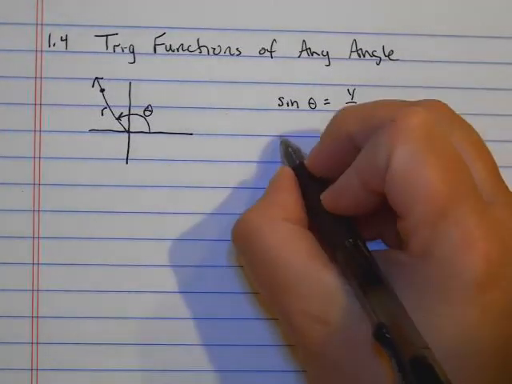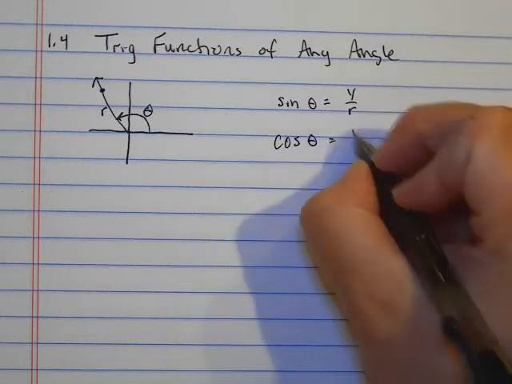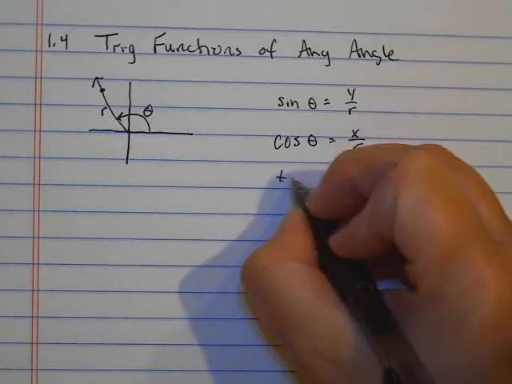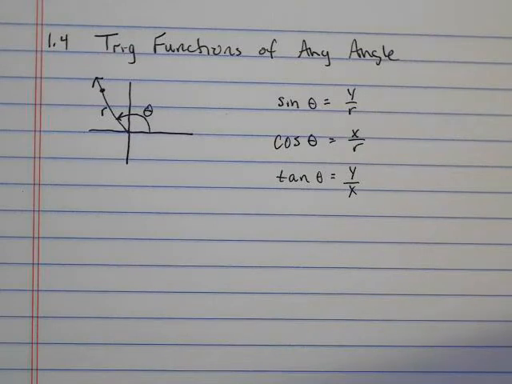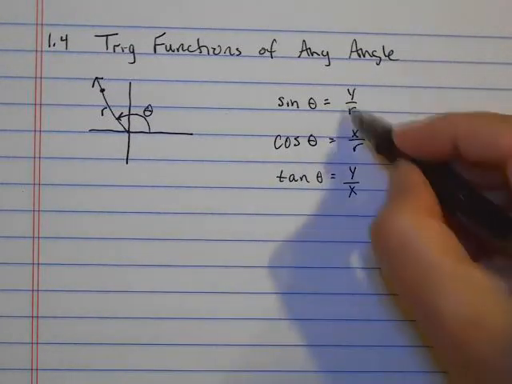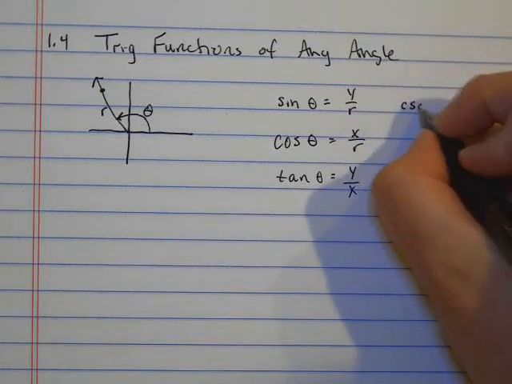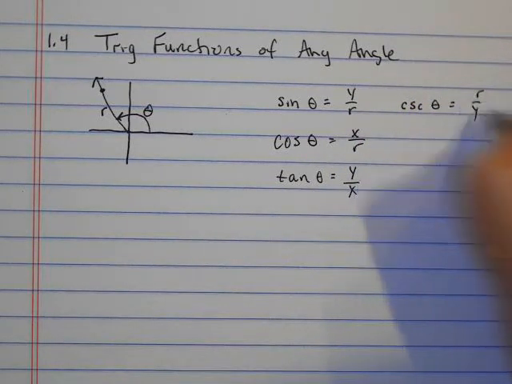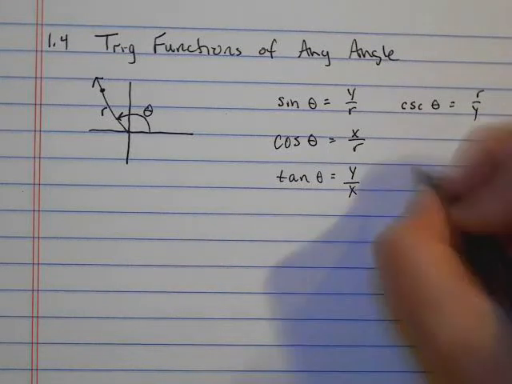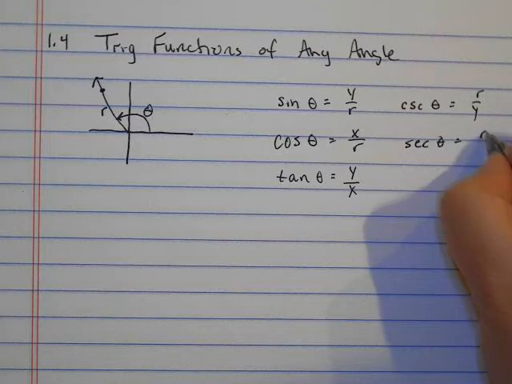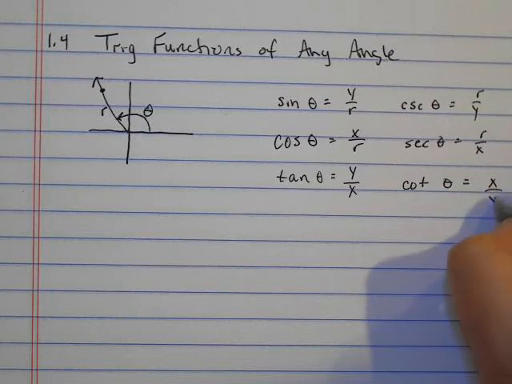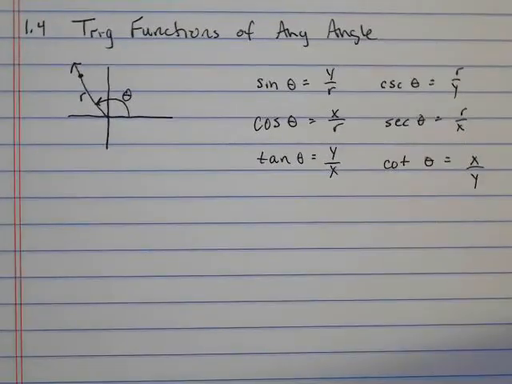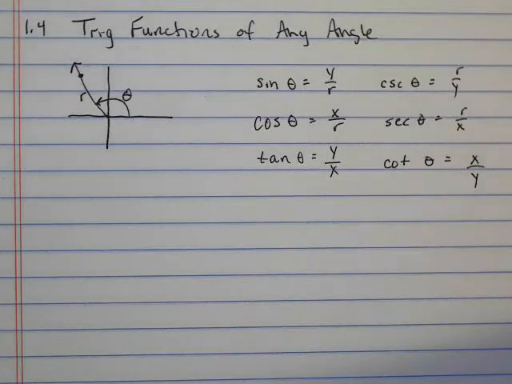So then cosine of theta would be x over r, and tangent theta would be y over x. It's still the opposite over the adjacent. And then the reciprocal identities: cosecant theta is going to be r over y, or just the reciprocal of sine. Secant theta is r over x, and cotangent theta is x over y. So we'll use these. You'll want to put those in your notes, and we'll use these to do a couple of examples.